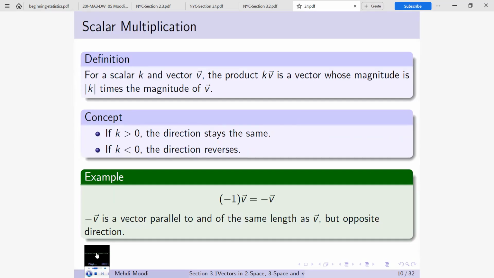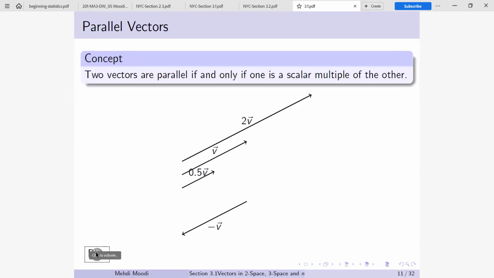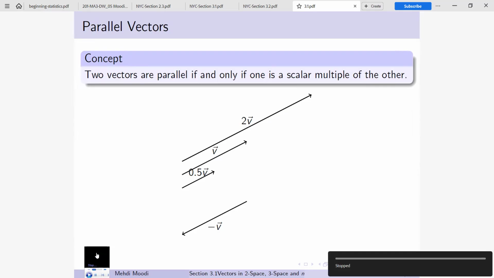Multiplying by a negative scalar is very dramatic for a vector. It's becoming the exact opposite. Multiplying by a positive number stretches or shrinks the vector. Multiplying by a negative number both scales and flips it.